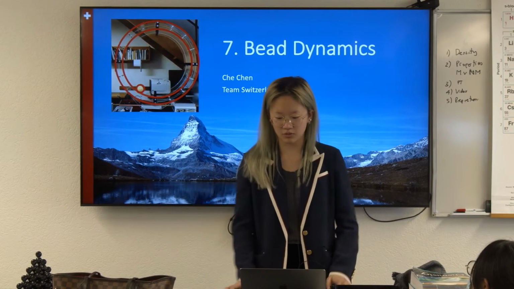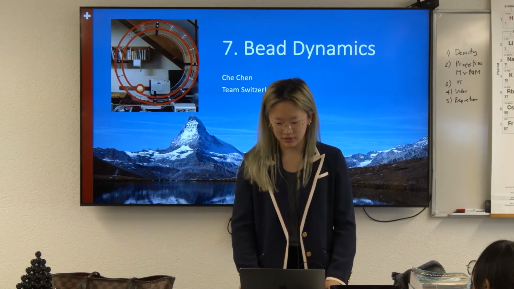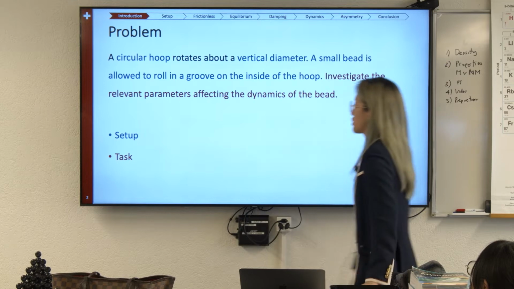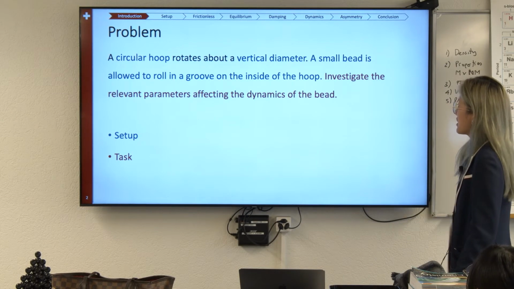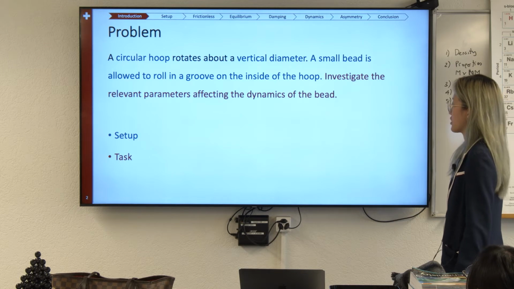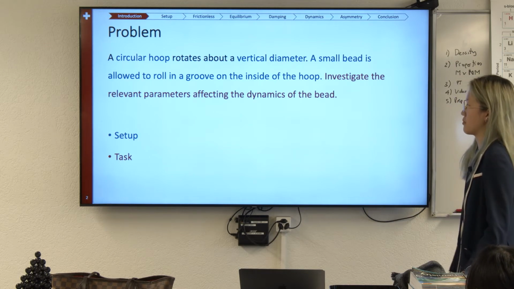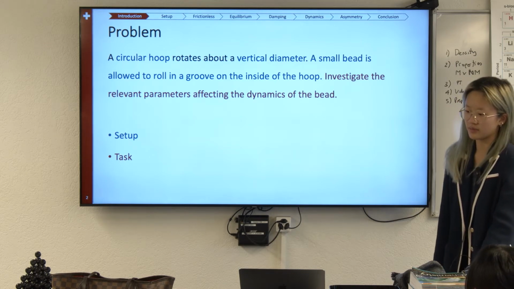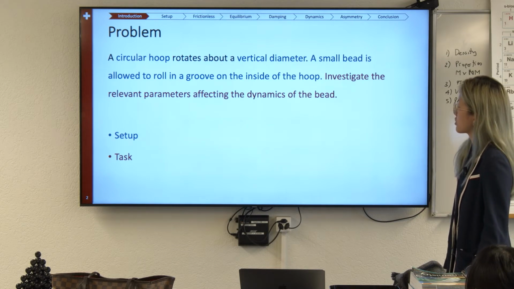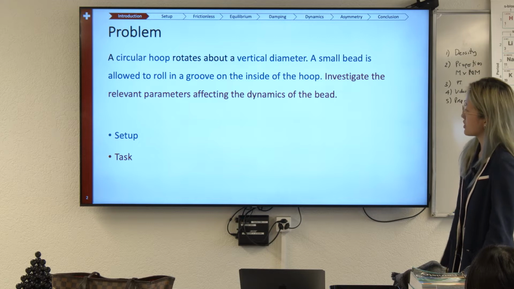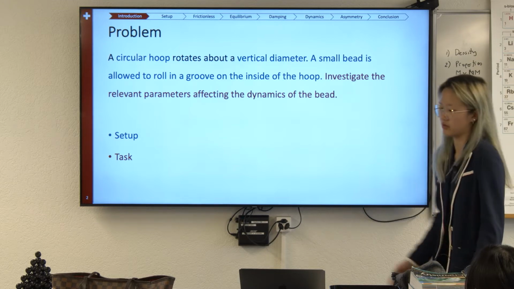I will be presenting problem number 7, Bead dynamics. The problem statement is: a circular hoop rotates about a vertical axis diameter. A small bead is allowed to roll in the groove on the inside of the hoop. Investigate the relevant parameters affecting the dynamics of the bead. The setup includes a circular hoop and a vertical diameter, and the task is to investigate the relevant parameters.